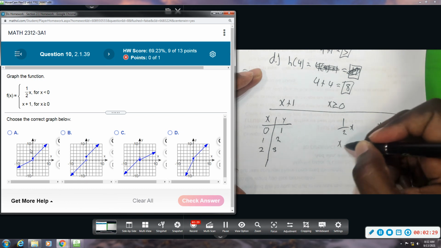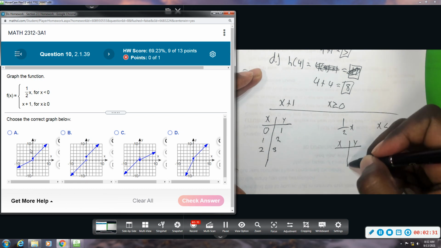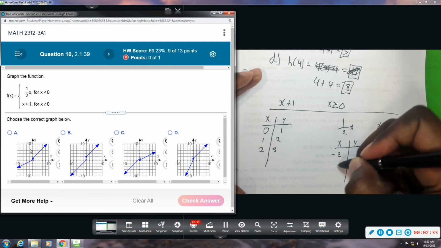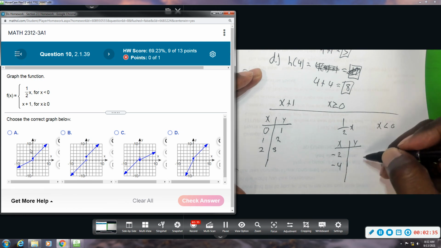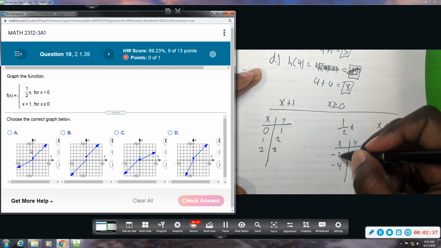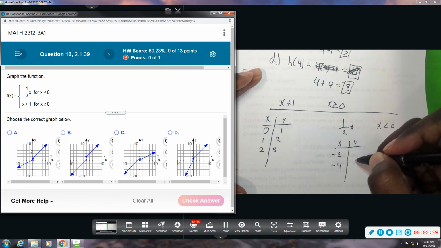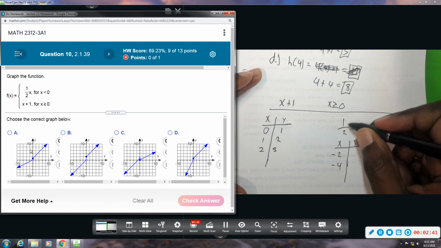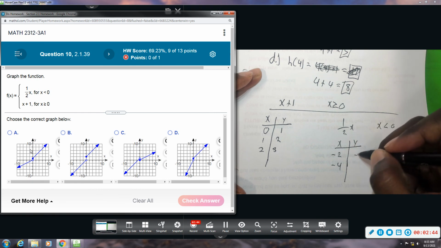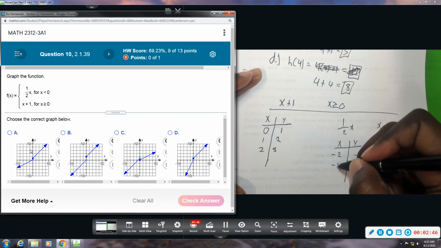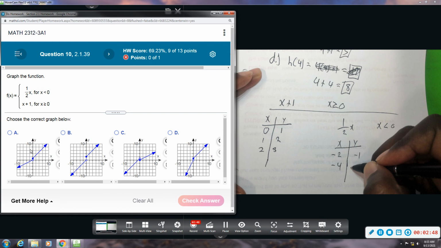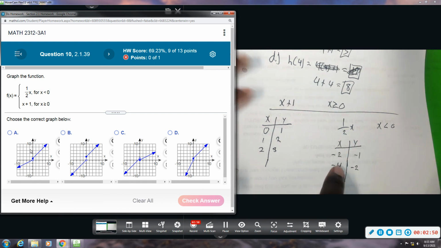So let's say x and y. Let's plug in -2, -4. Just a couple points should get us there. If I plug in -2, that will give us half of -2, which gives you -1. If I plug in -4, half of -4 will give you -2. So these will be the points I'm going to look for on the graph.